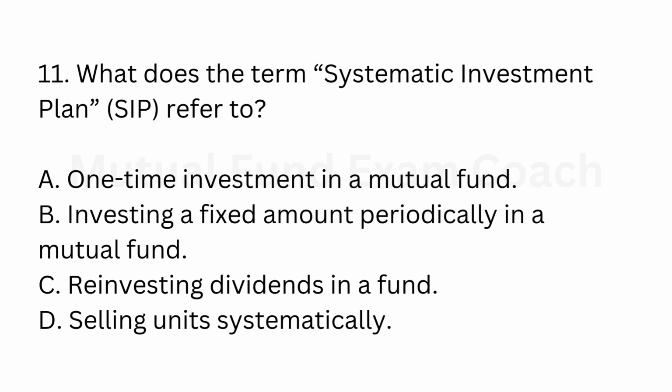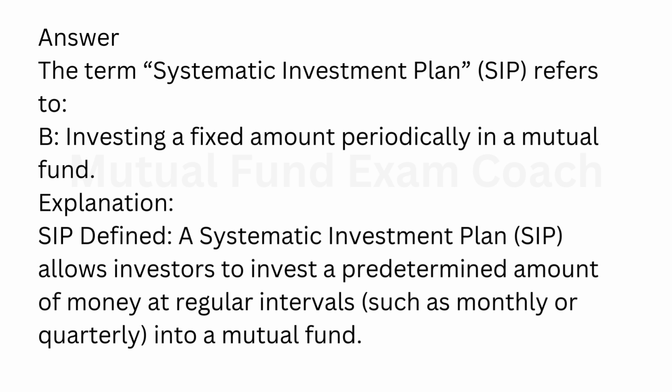A. One-time investment in a mutual fund. B. Investing a fixed amount periodically in a mutual fund. C. Reinvesting dividends in a fund. D. Selling units systematically. Answer. The term systematic investment plan, SIP, refers to B. Investing a fixed amount periodically in a mutual fund.